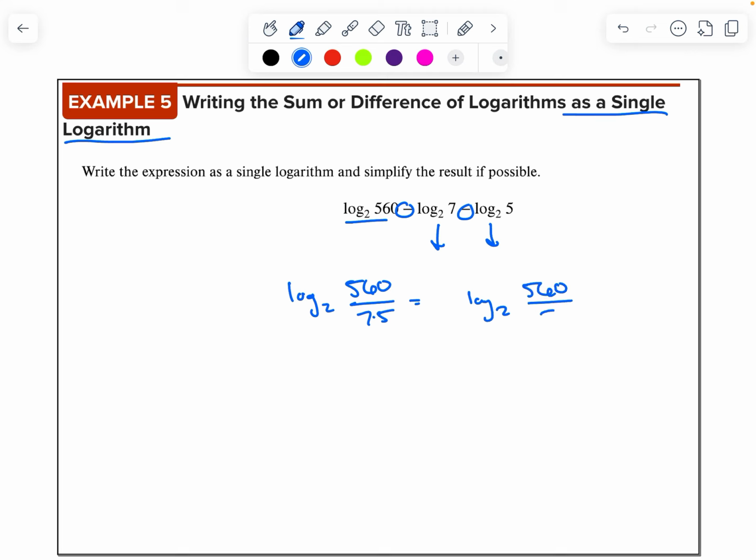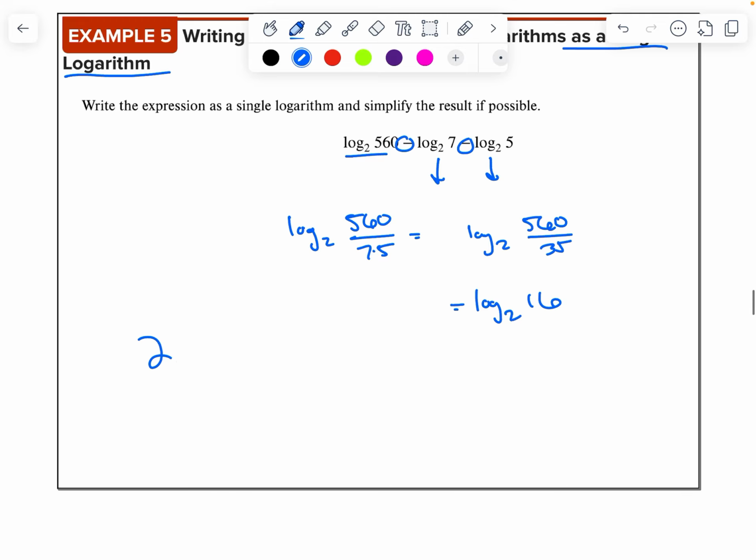And I can simplify 560 over 35 in my calculator. 560 over 35 is actually an even 16. Log base 2 of 16. All right, let's see if we can simplify this log base 2 of 16. That's saying 2 to the something is 16. I don't know what that something is, but in my calculator, if I do 2 to the 2, 2 to the 3, 2 to the 4, wow, 2 to the 4 is 16.